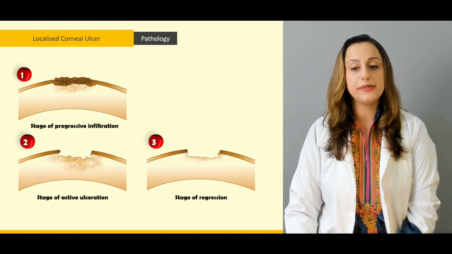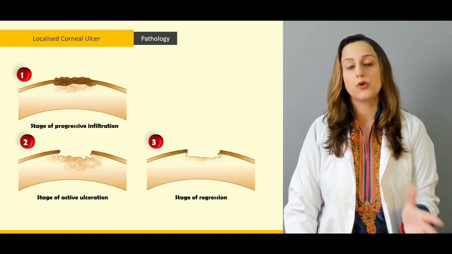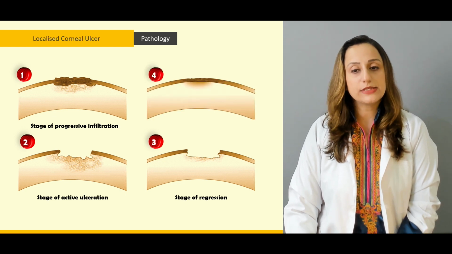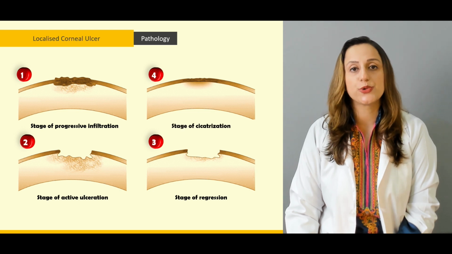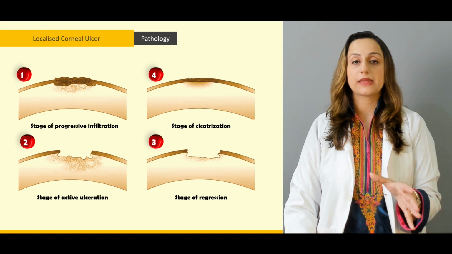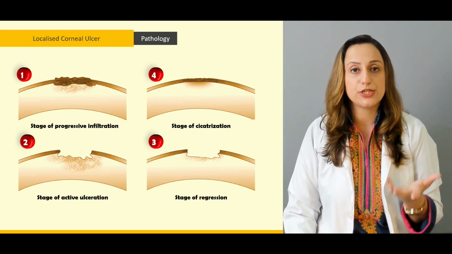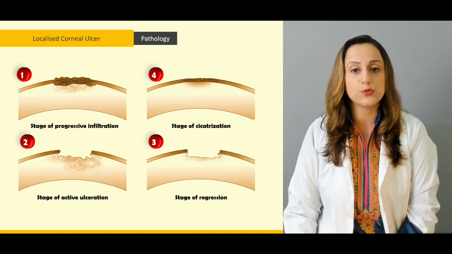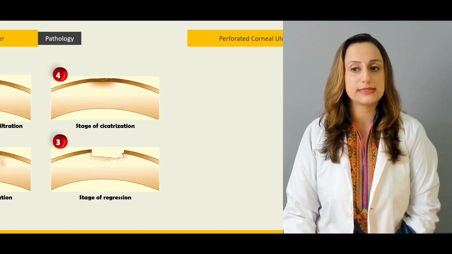After that, there would be a stage of regression, when the active inflammation has stopped and the healing process starts. The fourth and final stage would be the stage of cicatrization, which is also known as the stage of scarring in these patients. So these would be the pathological or clinical steps for the formation of infective keratitis, mostly bacterial keratitis. We usually observe these kinds of pathologies in the patients.